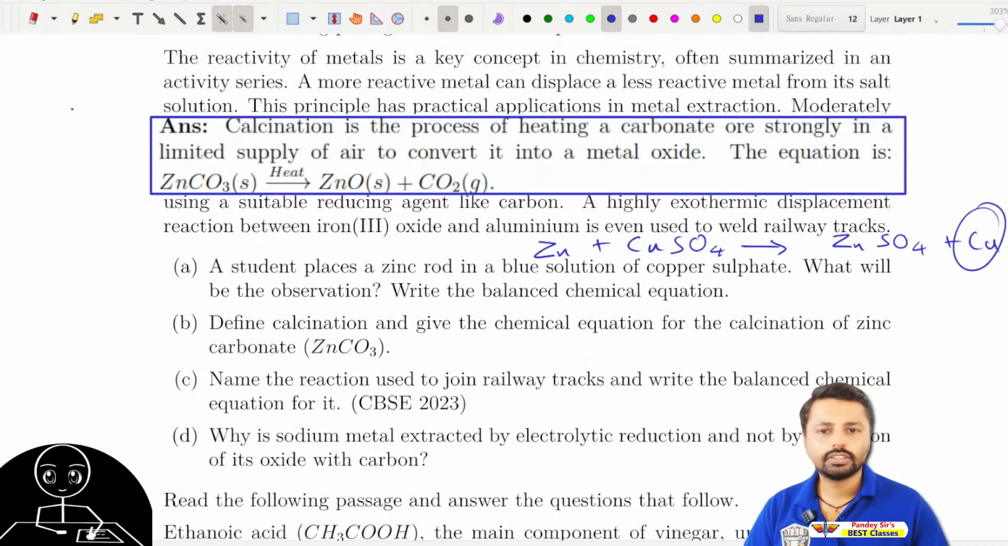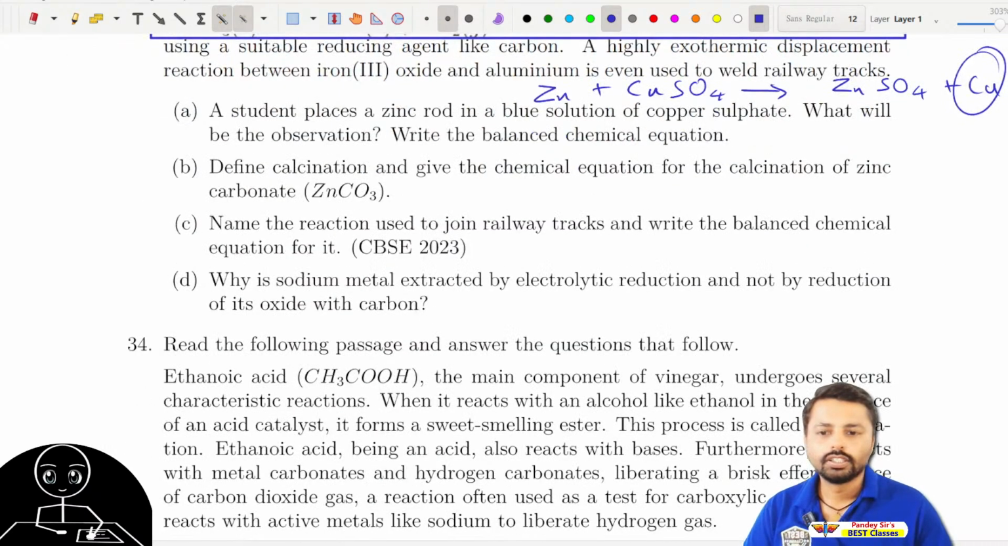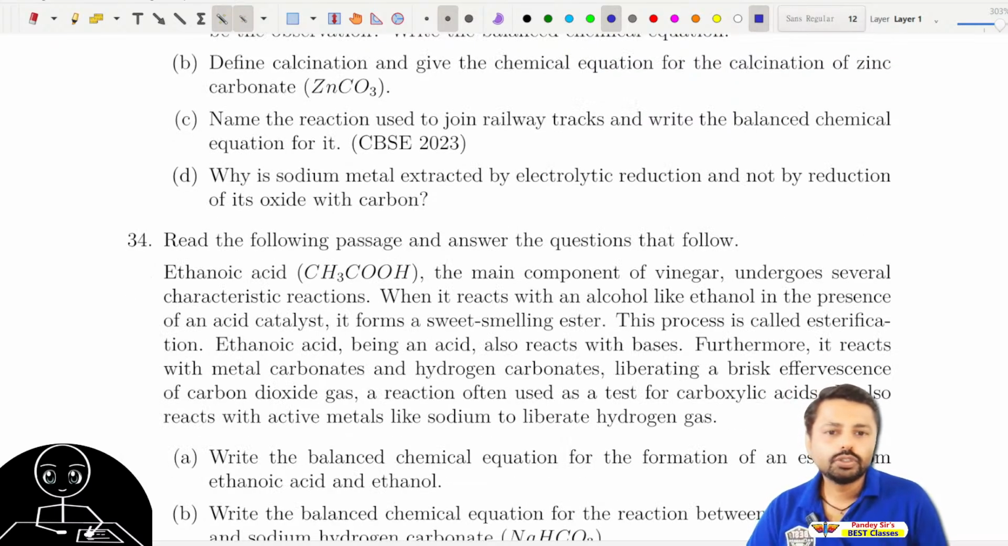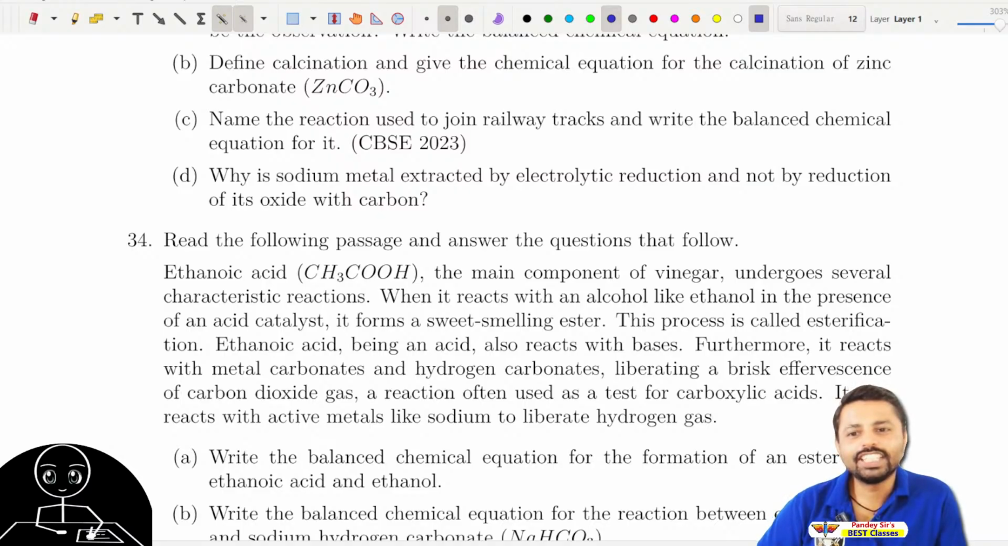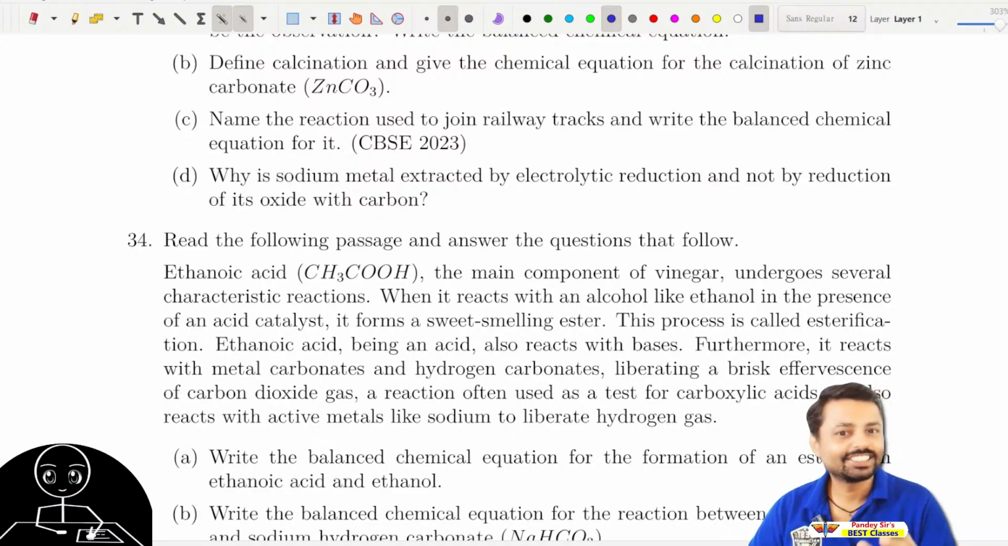You have taken the screenshot, right? Don't forget. Name the reaction used to join railway tracks. Thermite reaction. Oh, I only told. Sometimes that happens when you are very excited. And write the balanced chemical equation for it. So how will you write the balanced chemical equation?